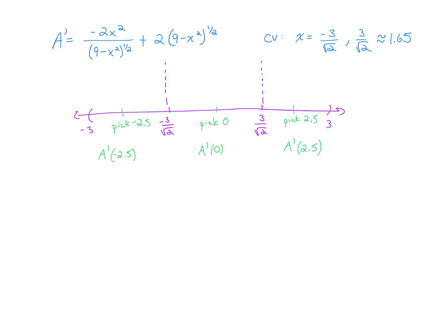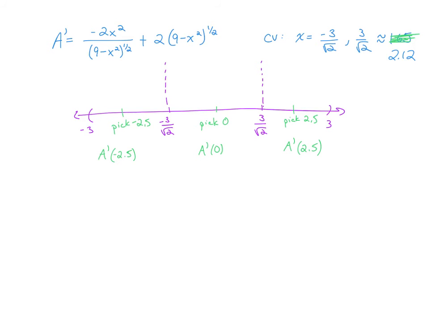On this slide, we are continuing the previous example. Here was the derivative. Here are the critical values, which are approximately not 1.65. They are approximately 2.12.